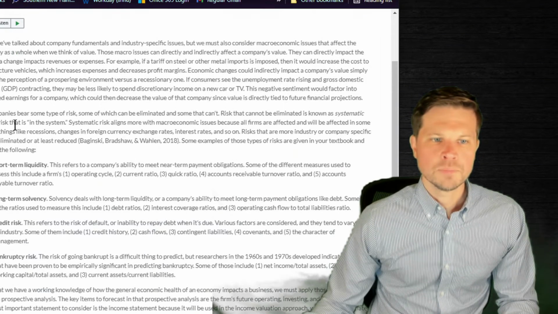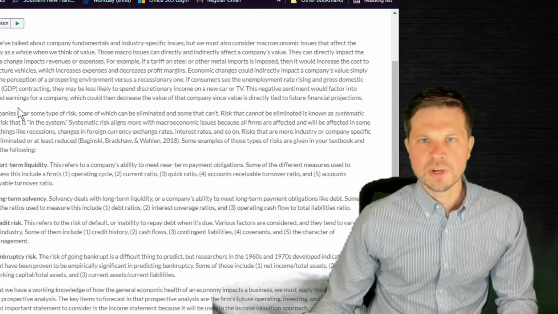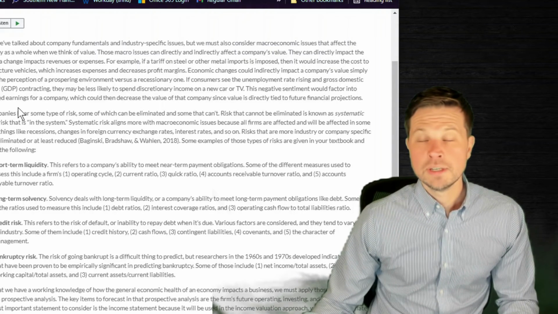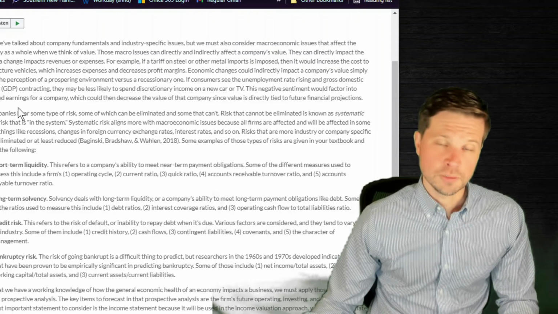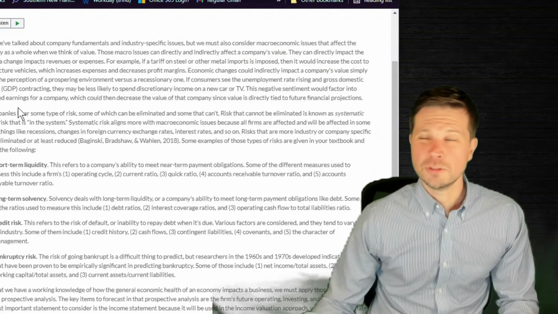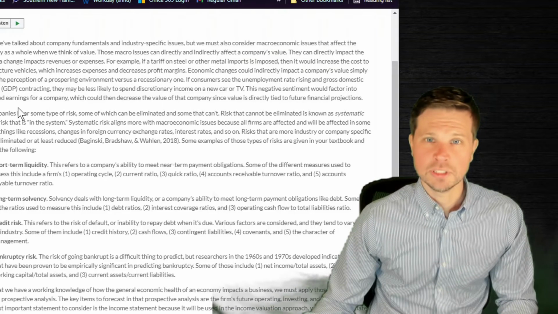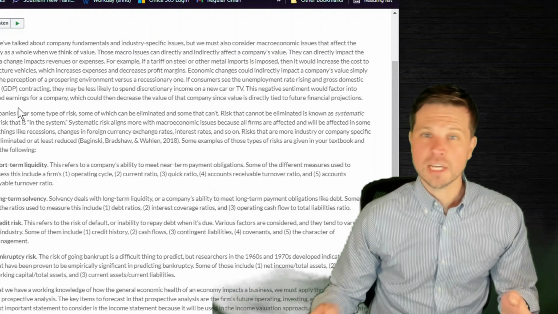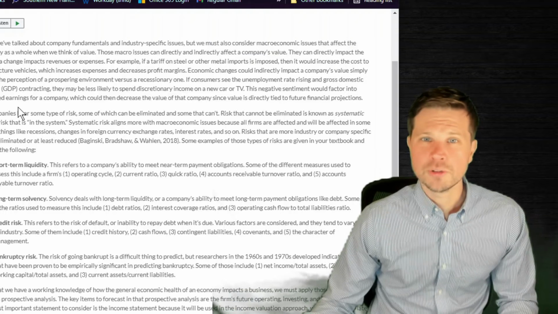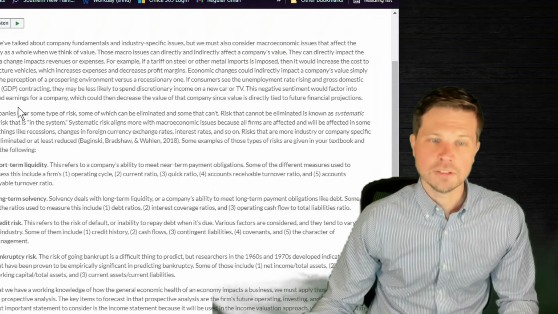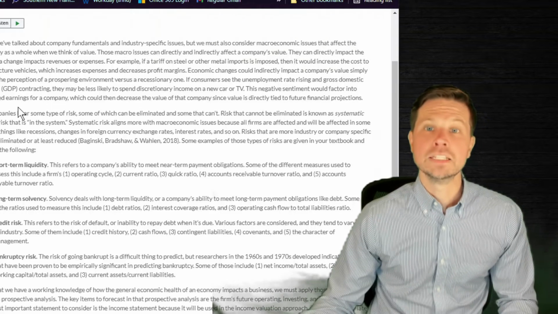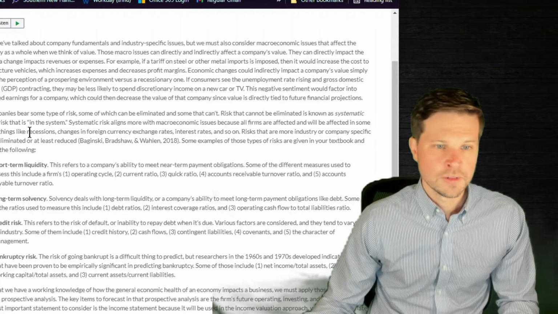All right, so all companies bear some type of risk: systematic risk or non-systematic risk. Systematic risk is risk that you cannot diversify or cannot eliminate, basically. If you have a portfolio, you can have different types of stocks within that portfolio. You can diversify away non-systematic risk, but you cannot diversify away systematic risk. It's in the system, as I say here.